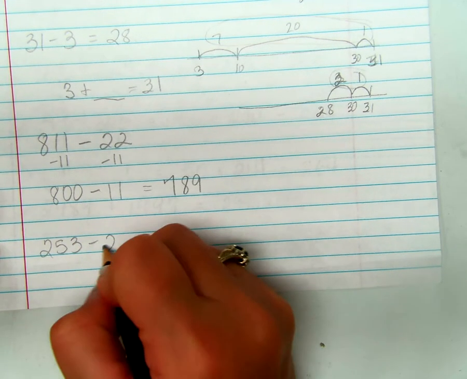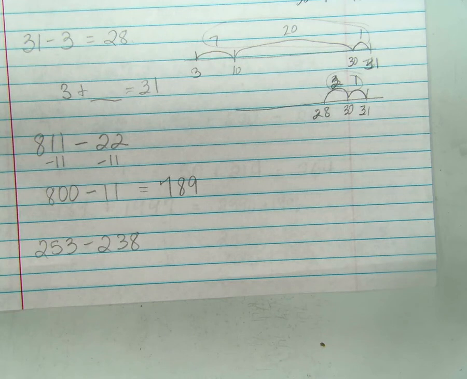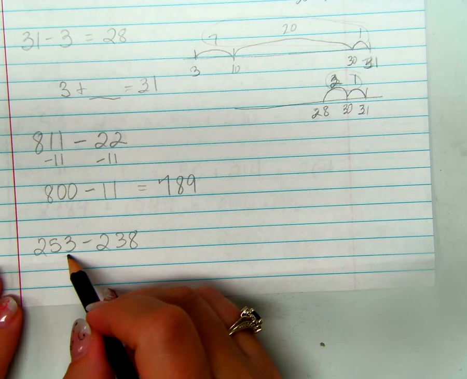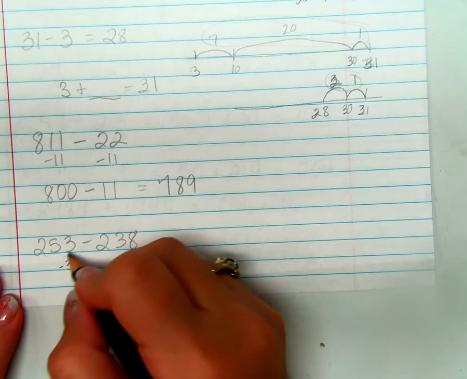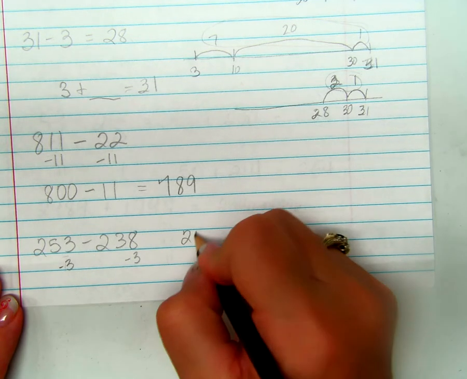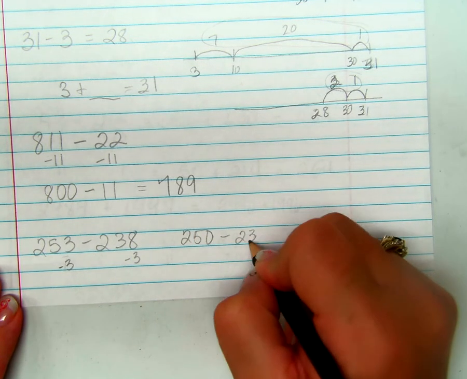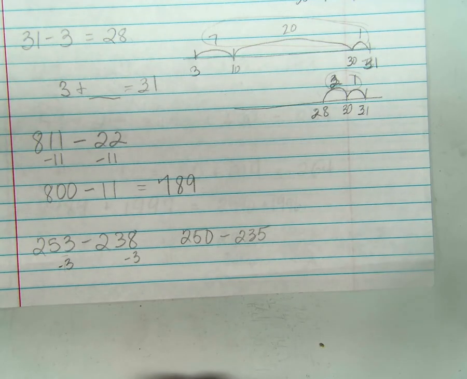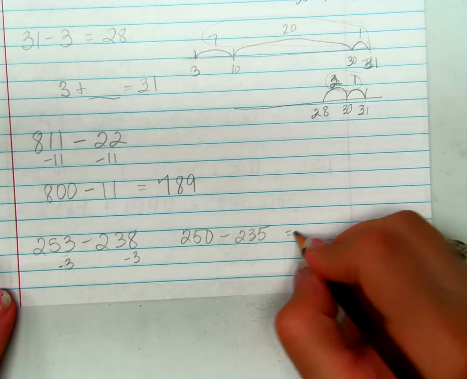253 minus 238. What do you think? How would you do this one? Say again? You want to bring this to 50? How would you bring it to 50? Subtracting 3? If I subtract 3 from here, I have to subtract 3 from here, right? So that gives me 250 minus 235. That's pretty easy to do, right? 15.